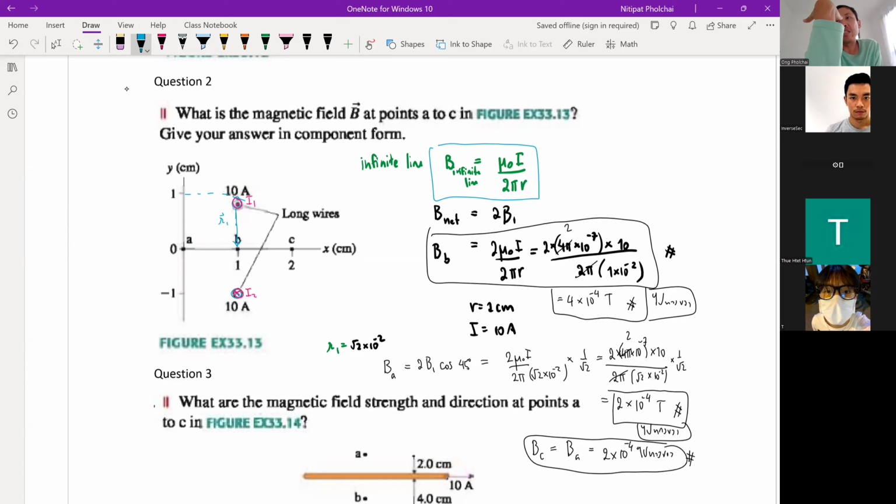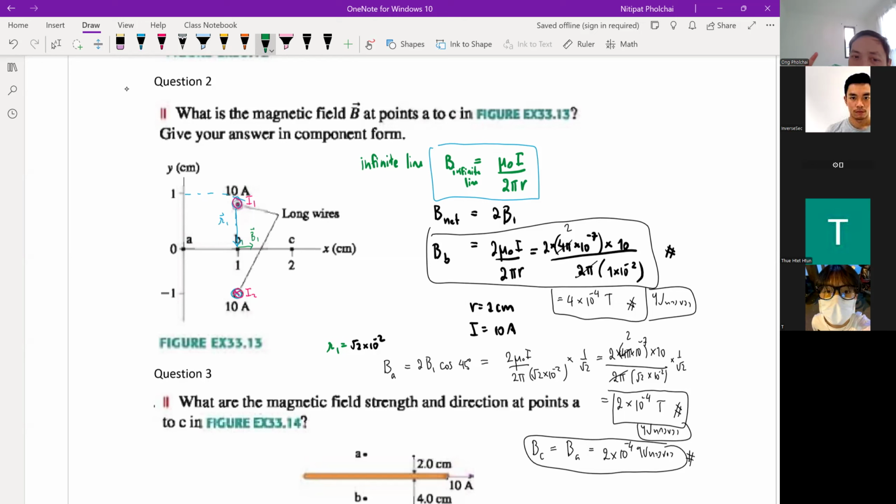Which direction is your thumb? Yeah, so you create a plane between I1 and R1, perpendicular, right? So it's going to be right. Your B1 is going to be on the right-hand side. This is my B1. Makes sense?